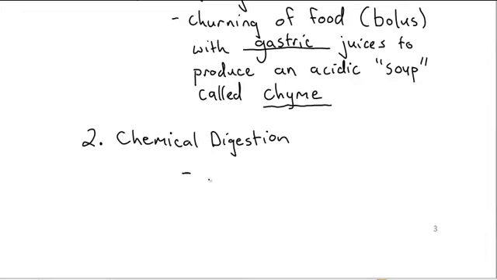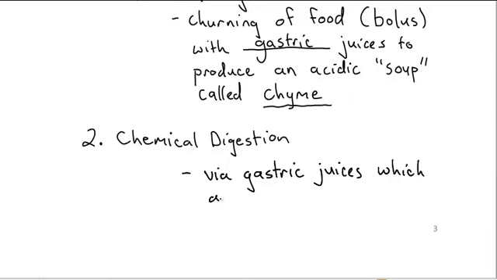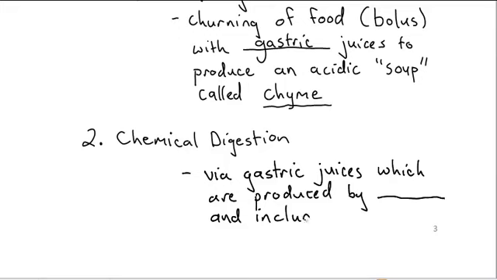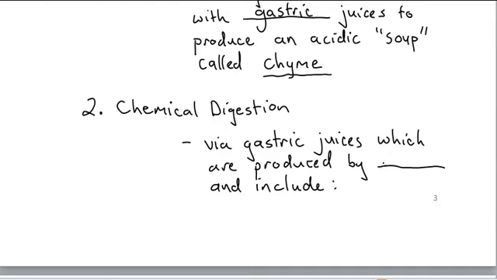Chemical digestion occurs via gastric juices, which are produced by blank and include several key ingredients. Okay, so produced by what? By which layer? If you said the mucosa, you are correct.